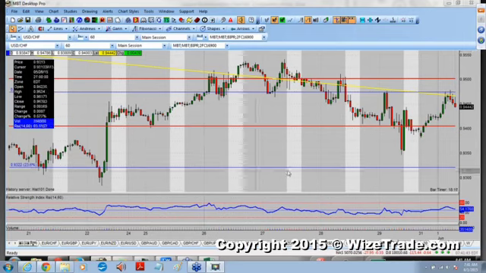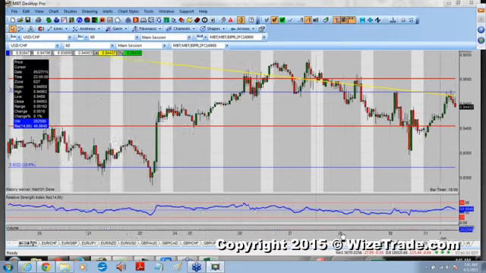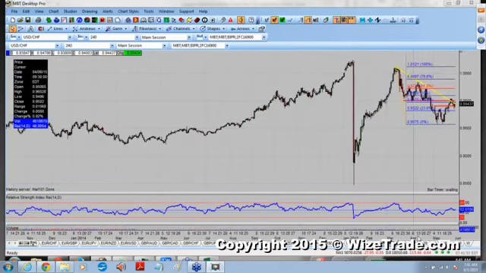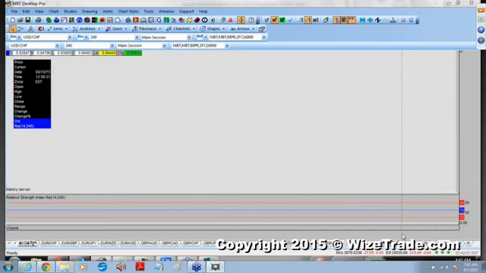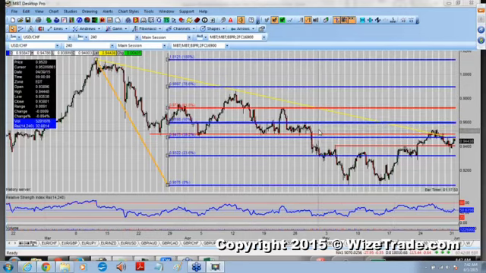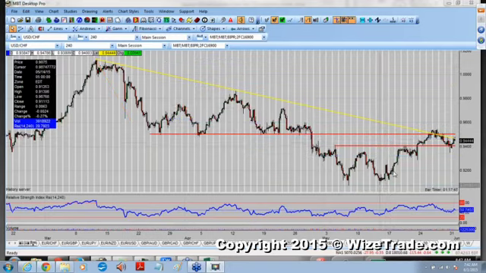So overnight we had Swiss manufacturing PMIs that came in better than expected, but that obviously didn't help the Swiss franc. Swiss franc was weak all night. So if you go back out to the daily chart or the 4-hour chart, I guess it's probably better. Let's delete that really quick.